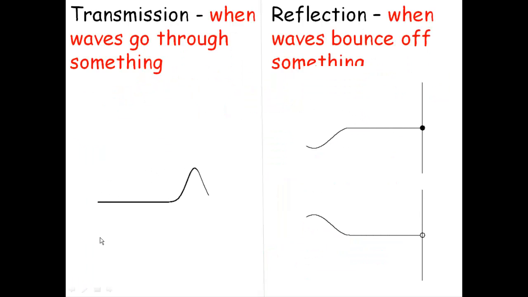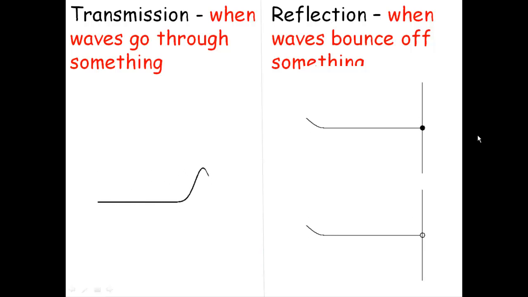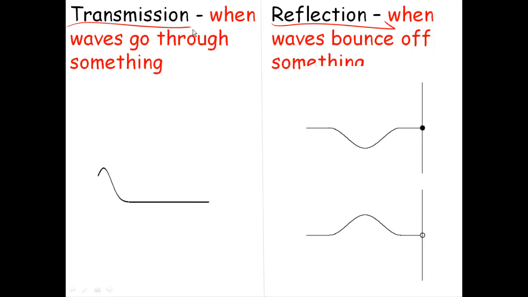What about waves when they hit objects? Well, anyone knows that a wave can bounce off something. You look into a mirror and the wave bounces off. And of course we call that a reflection wave. And we know that waves can go through things. For example, light goes through a window.